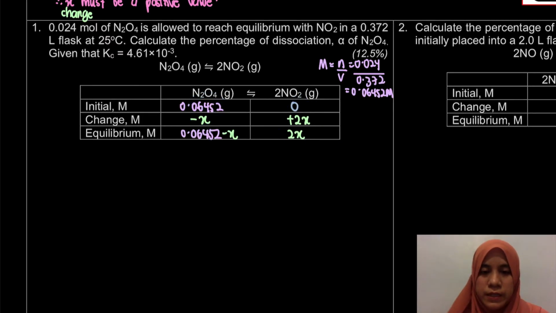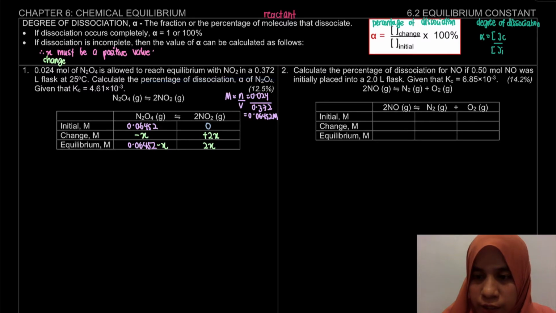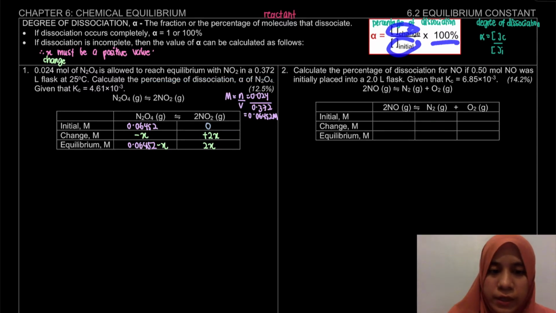So, now it asks us to calculate the percentage of dissociation. Dissociation must be change over initial times 100, and it's actually for the reactant. Change, we already have. Initial, we already have.